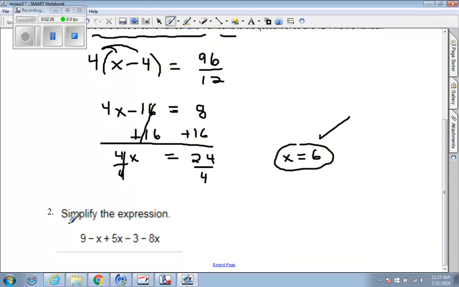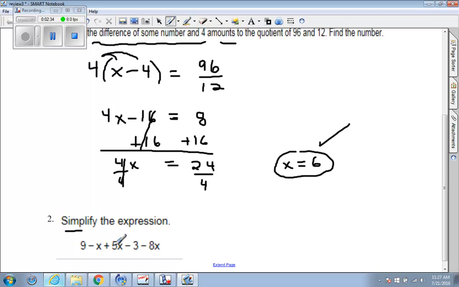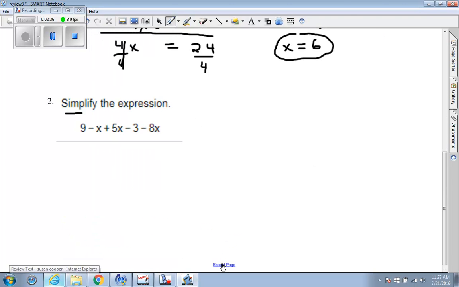Notice the command, simplify. The command on number 1 was solve. Simplify and solve, those are 2 totally different commands, right? Here it's not an equation. We're just going to combine like terms. So I'm just going to highlight this one, and this one are like terms. And combine like terms really means add like terms in your mind. So, negative 1 plus 5 is 4. Minus 8 will bring me to negative 4x.